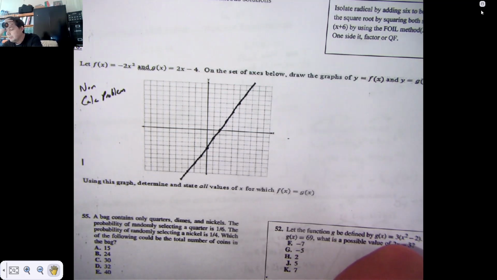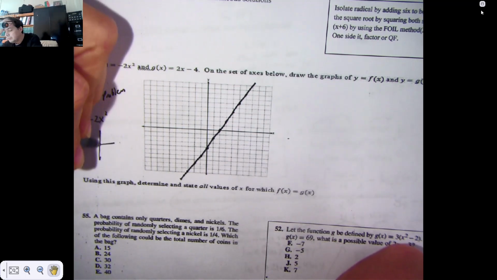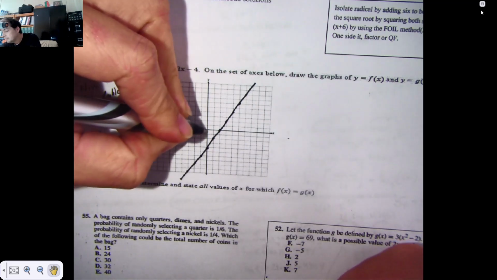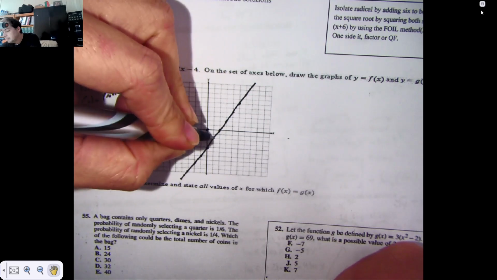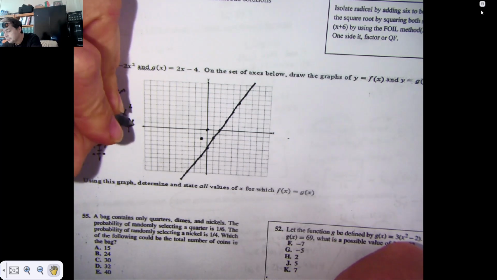Now, negative 2x squared would be like mom, except it would initially fall 2 and run 1. Remember, mom is x squared, mom is this. You're supposed to know those points, okay?